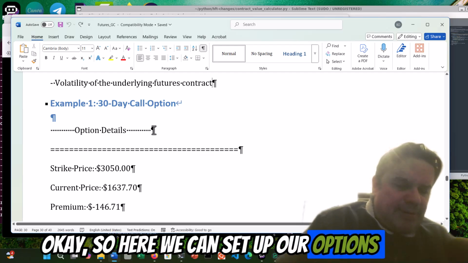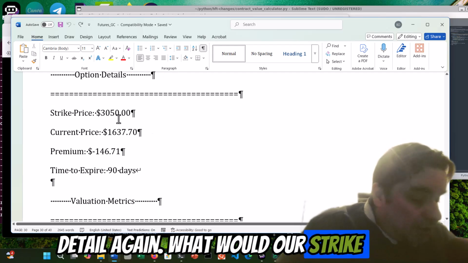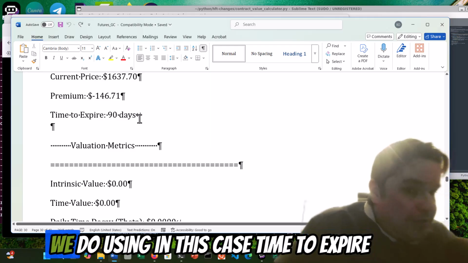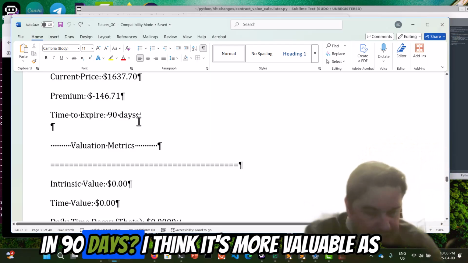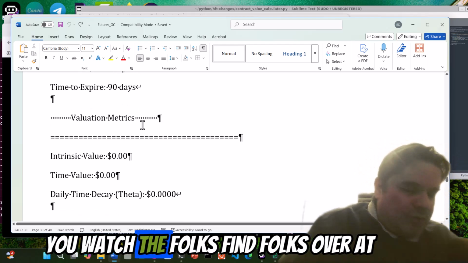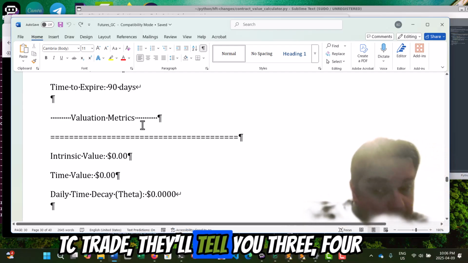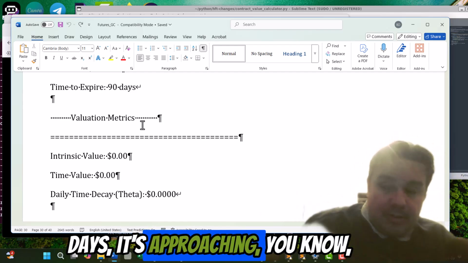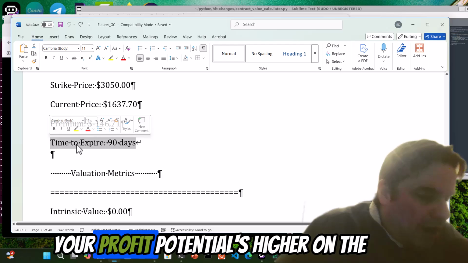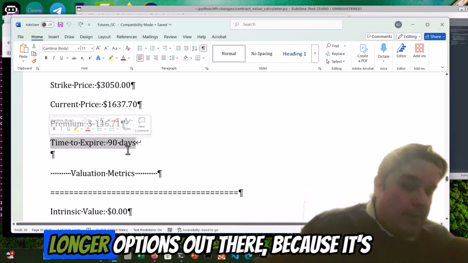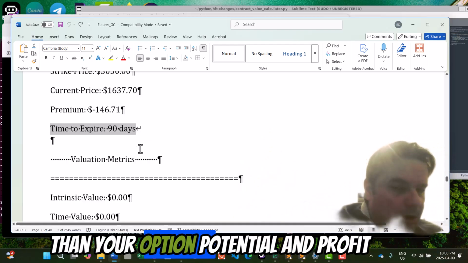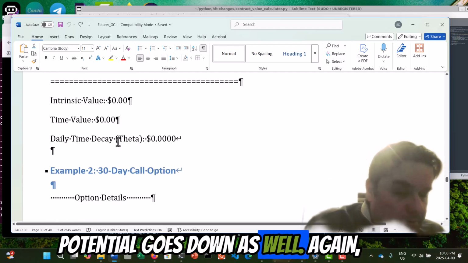Okay, so here we can set up our options detail. Again, what would our strike price be, current price, what would the premium need to be, and what should we do using, in this case, time to expire in 90 days. And it gets more valuable as your expiry starts to close down. If you watch the fine folks over at Tasty Trade, they'll tell you 3, 4 days it's approaching, and actually, no, I should say briefly, it's higher. Your profit potential is higher on the longer options out there because it's more risky. As it gets closer to expiry, then your option potential and profit potential goes down as well.